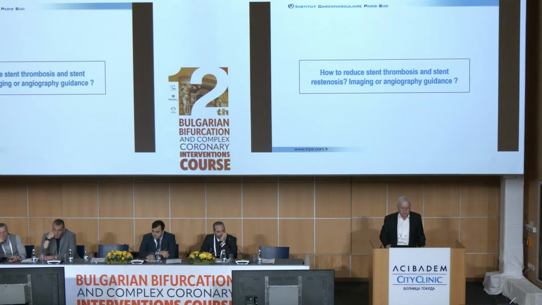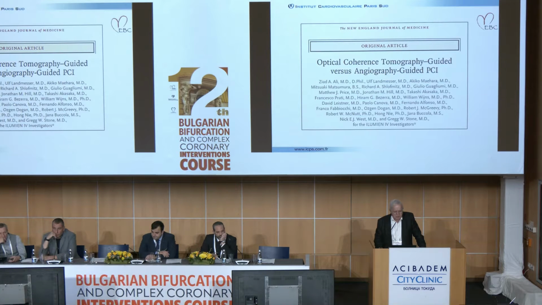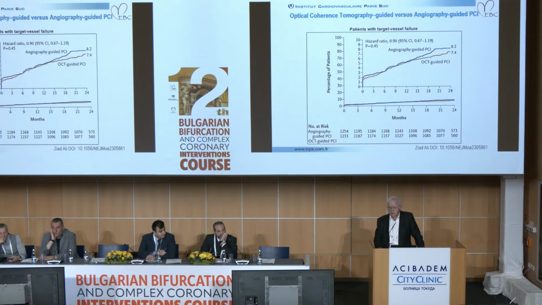How to reduce stent thrombosis and stent restenosis? Imaging or angiography guidance. We discussed that during the case yesterday. Especially, we have to fight against malapposition. We had recent trials dedicated to comparison of OCT and angiography. This is ILUMIEN IV, which is a very big trial we discussed yesterday. Absolutely no difference at 24 months in terms of target vessel failure. There is an explanation related to COVID, so it's difficult to understand.